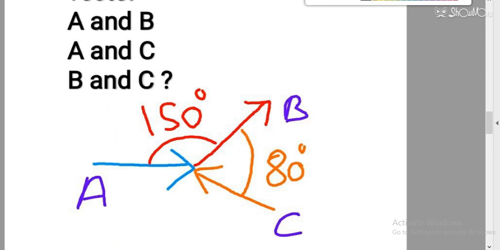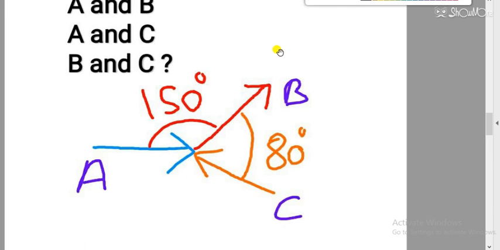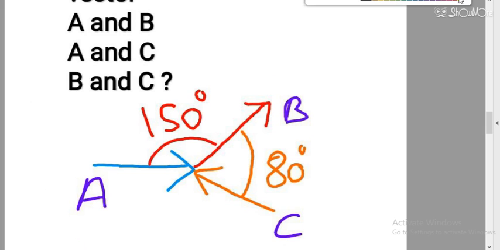Okay, I will zoom in so that it will be properly visible. Okay, enough. I thank my technical team also.